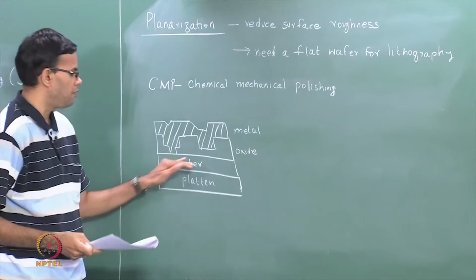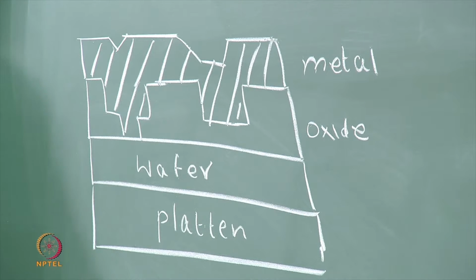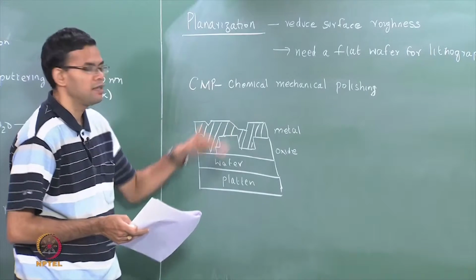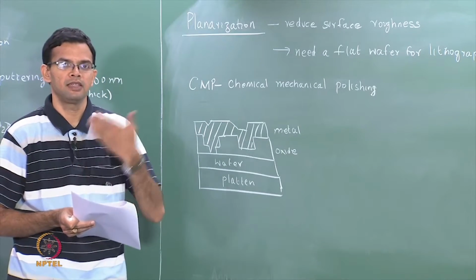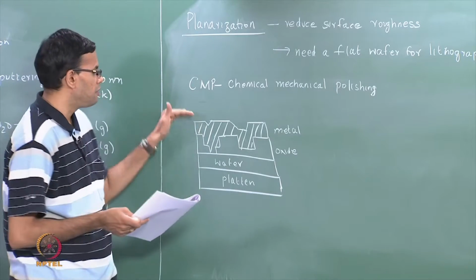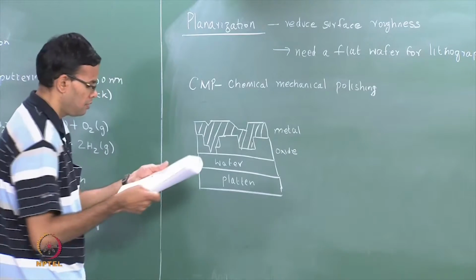So, here I have a wafer with the oxide layer and some metal layer on top. This metal layer could have been grown by sputtering or CVD or even by electroplating. But this metal layer is not flat, so if you want to do another patterning and another metal layer on top, we first need to make this flat, and this is done by the polishing technique.